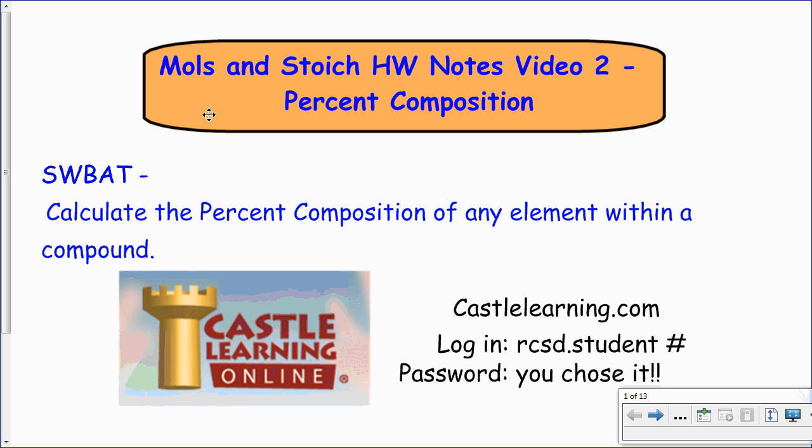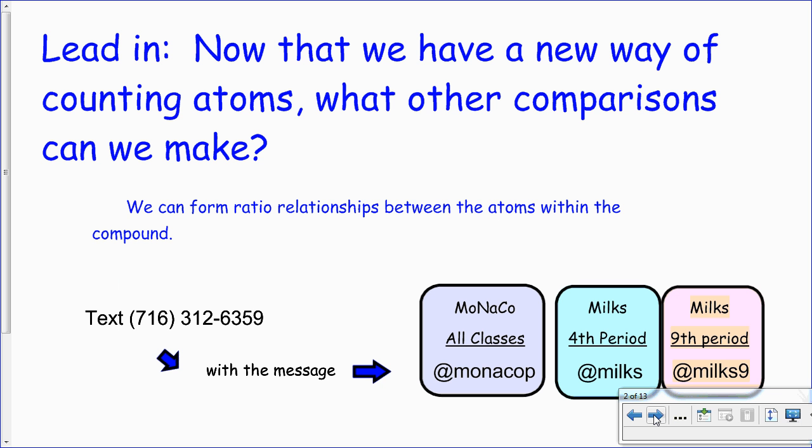So here we are. We're talking about percent composition of any element within a compound. We're going to be using our gram formula mass to perform this process. You're going to need a periodic table and a calculator as you go through this, because that's what it takes when we have to do our gram formula mass stuff.